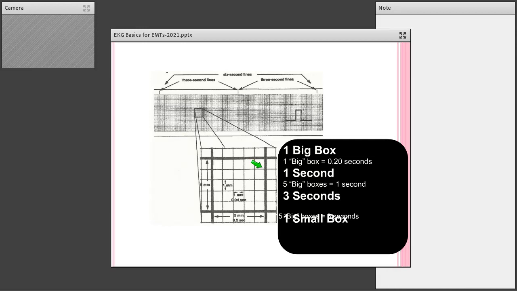3 seconds is 15 boxes, or if we look at the top here, this is a 3-second marker, and this is a 3-second marker, and then this one over here makes a total of 6 seconds. And 1 small box is just 0.04 seconds.